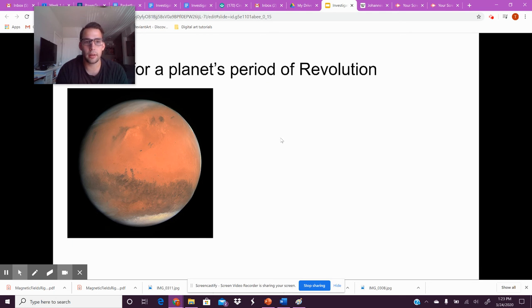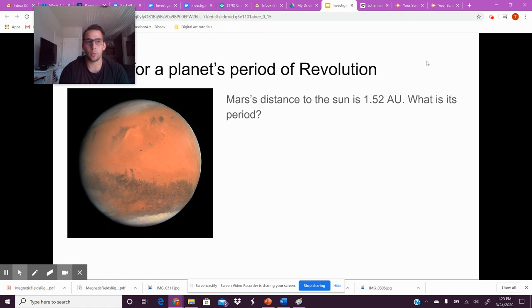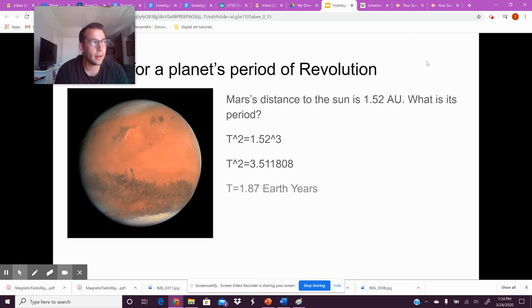So let's take a look at the planet Mars here and see if we can practice this equation. Mars's mean distance from the sun is 1.52 astronomical units, AU. What is its period? If we plug that into our equation, T squared equals R to the third, we're going to get T squared equals 1.52 to the third. If I raise 1.52 to the third, I'm going to end up with T squared equals 3.511808. I take the square root of both sides and I end up with T of 1.87 Earth years.